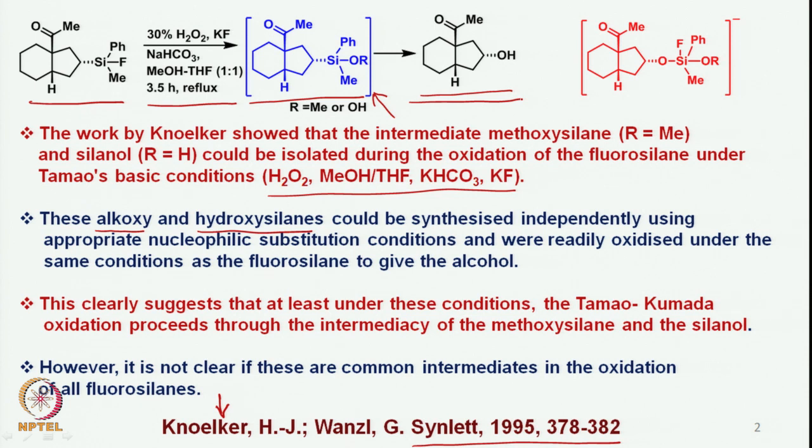So it is very clear that under these conditions, the Tamao-Kumada oxidation proceeds through the intermediacy of the methoxysilane and the silanol, at least in these conditions or for this particular molecule. It is very clear that the intermediate would be something like this. Starting from this particular intermediate where there is an OR or OH, the hydrogen peroxide would attack and eventually one would get something like this, which finally will give the product of this type. So this is a very clear indication of how the Tamao oxidation can proceed, and there is very clear evidence that some intermediates of this kind can be isolated.